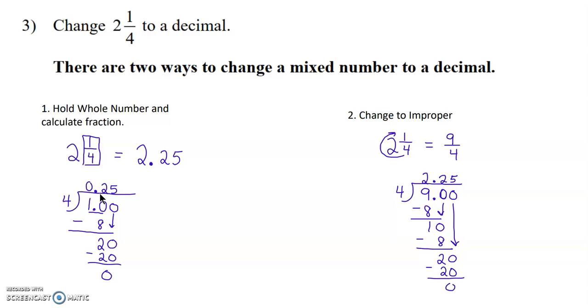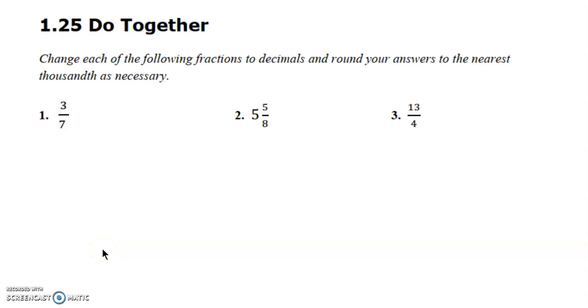So if we change a mixed number to an improper fraction and then long divide, we'll get the same answer as if we hold the whole number and just long divide the fraction portion. So we're going to change these fractions into decimals, and if we need to round, we're going to round to the thousandths place. So number one, we have 3/7.